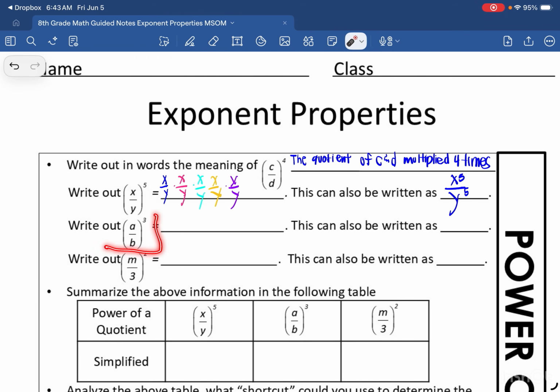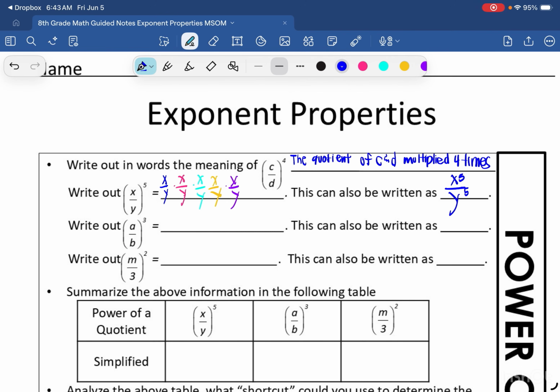Write out a divided by b cubed. I would have a over b once, a over b twice, a over b 3 times, which would be the same as a cubed on top and b cubed on bottom. Write out m over 3 squared. I have m over 3 once, m over 3 twice. So combining like terms, on the top I have m squared. On the bottom I have 3 times 3, which is 9.